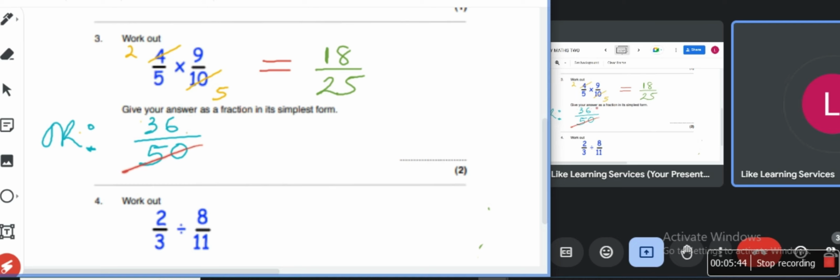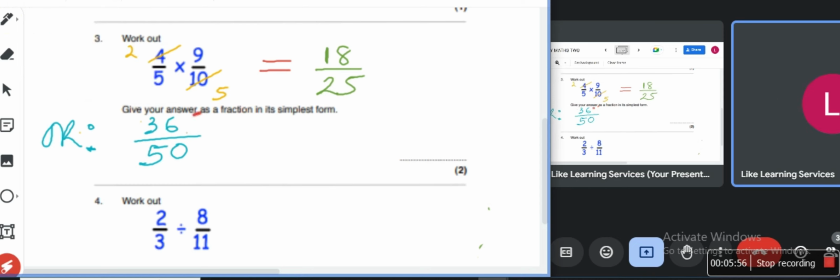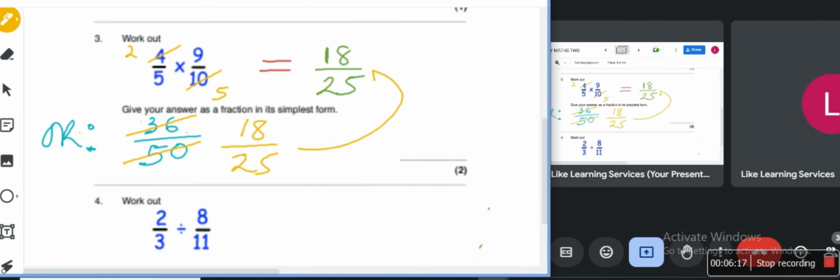Reduce it to the lowest term. In other words, look for anything that can divide the numerator and the denominator, and keep dividing until you can't divide again. Is there any number that can divide numerator and denominator? They are all even numbers, so 2 can divide them. 2 divides 36 to give 18, and 2 divides 50 to give 25. Is it not the same thing as what we got? Yes. So you can use this method.